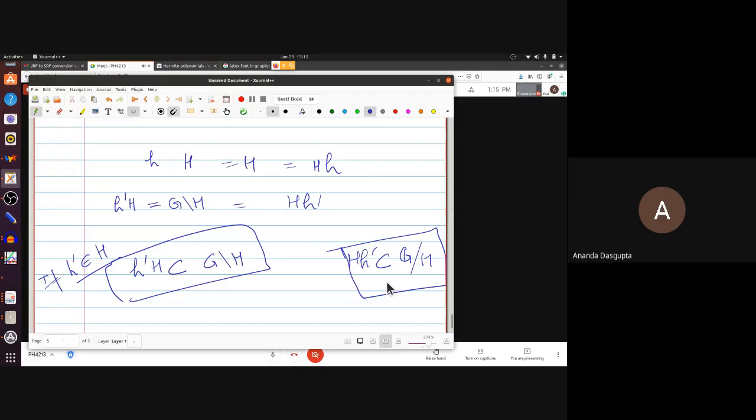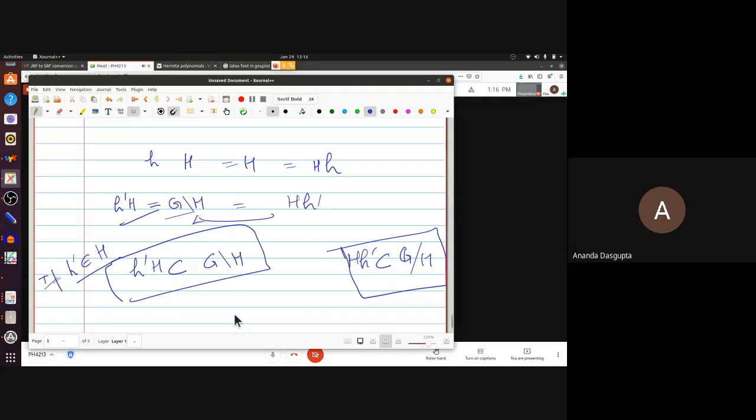But because in our case, |G|/|H| is exactly 2, that means G set minus H has exactly as many elements as h'H has. So it has to be the same set. So that's why h'H has to be G\H, and Hh' also has to be G\H. There are only two choices.